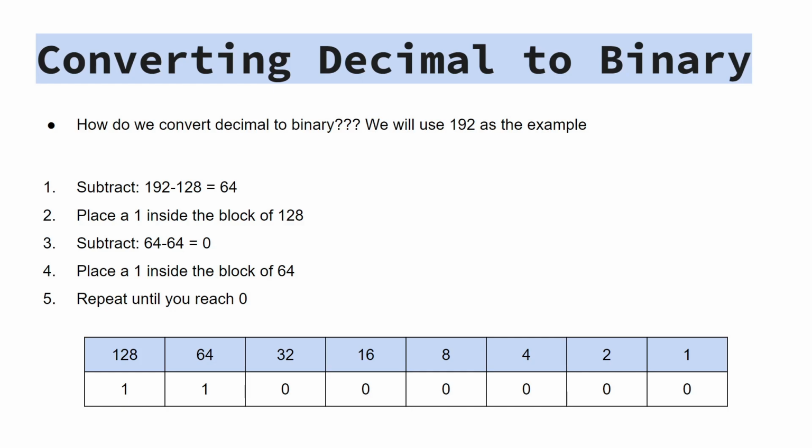Secondly, now that we know we are subtracting 128, we can place a 1 inside the block in the table below. You'll see a 1 under 128. This gives us a remainder of 64, and this fits perfectly inside our next block, which gives us a remainder of 0. And what you want to do is repeat that until you reach 0. You should end up with a table below, which is our octet representing the number 192.